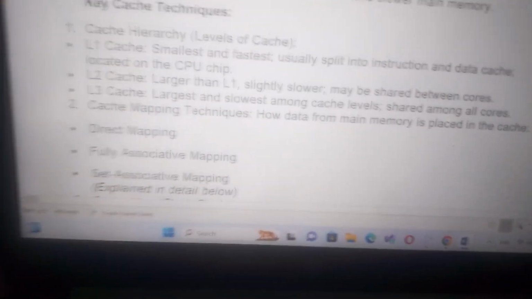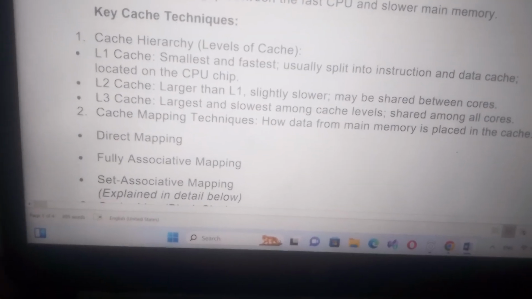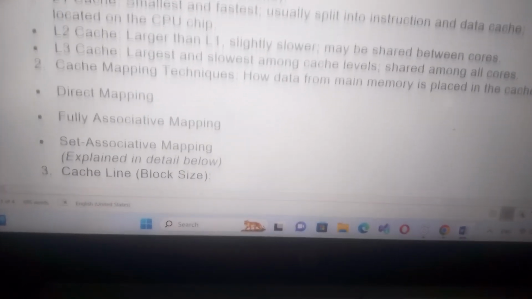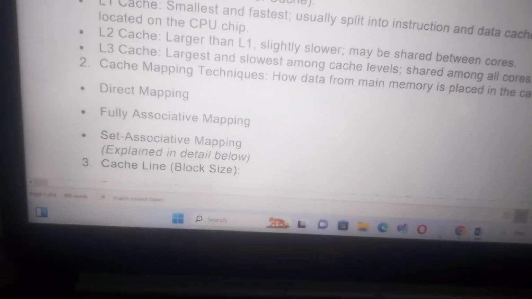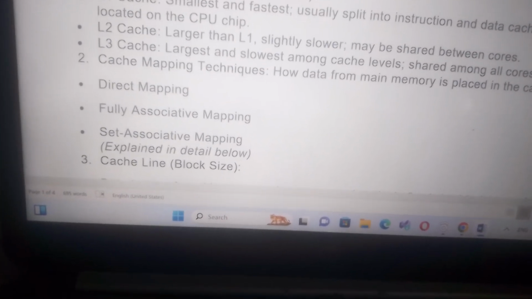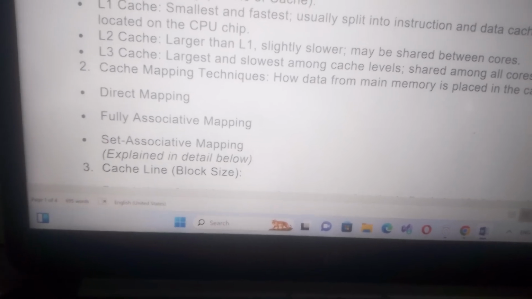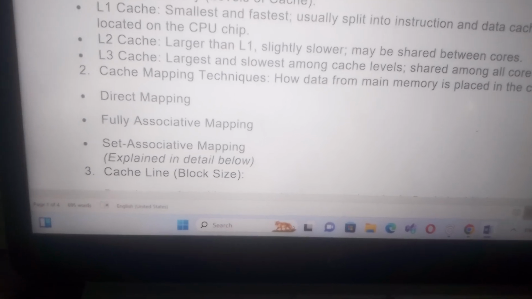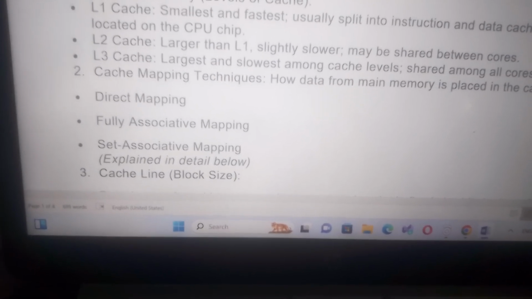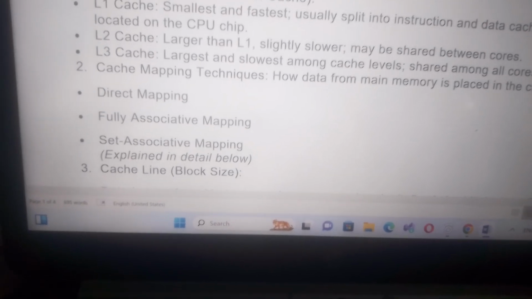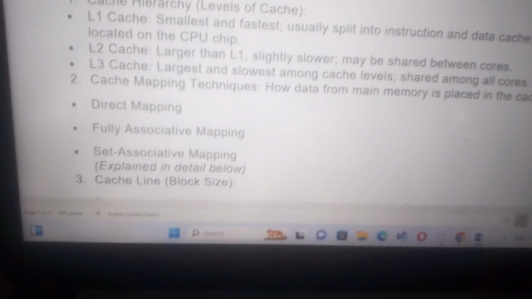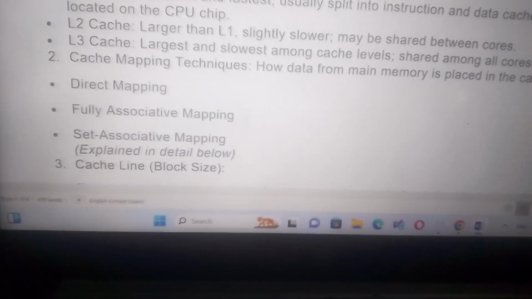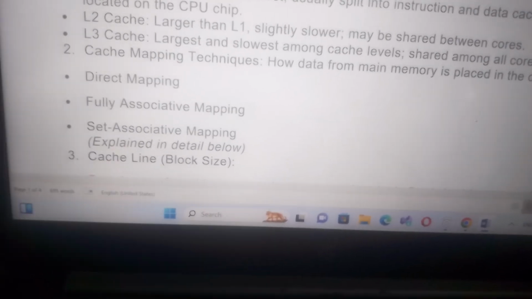Let's look at the key cache techniques. With the cache hierarchy, the levels of cache: the L1 cache is the smallest and fastest, usually split into instruction and data cache, located on the CPU chip. The L2 cache is larger than L1, slightly slower, and may be shared between cores. The L3 cache is the largest and slowest among the cache levels and is shared among all the cores.